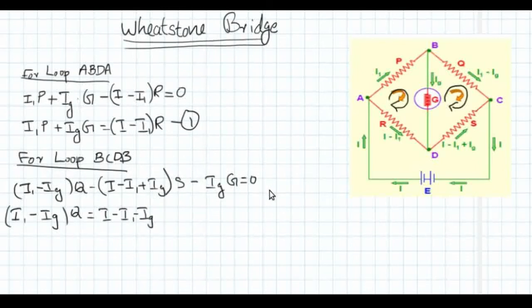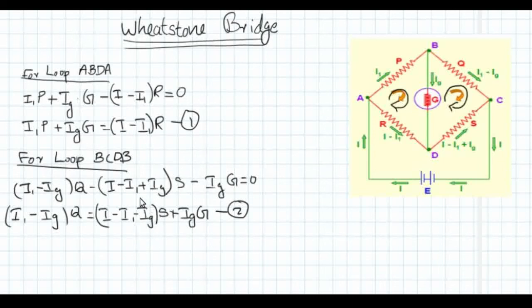now these two negative terms are taken to the other side of the equation. That is (I minus I1 plus Ig) into S plus Ig into G, right? So the final equation is (I1 minus Ig) into Q is equal to (I minus I1, it should be plus Ig. So here it is plus Ig, sorry) into S plus IgG. This is the second equation.